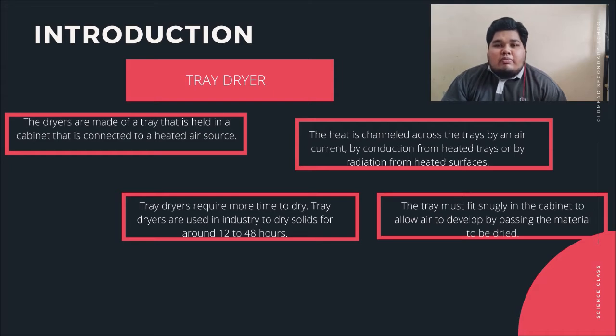Tray dryers require more time to dry. Tray dryers are used to dry solids for around 12 to 48 hours. This is due to inexpensive capital and maintenance costs of tray dryers, but they have poor control and potential for producing more variable product quality.